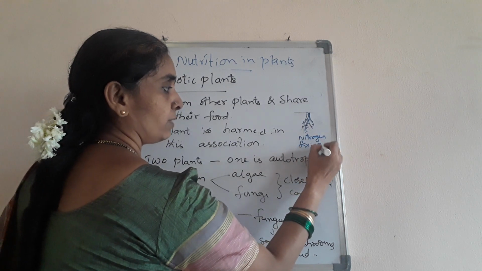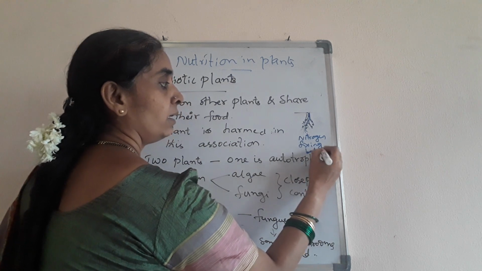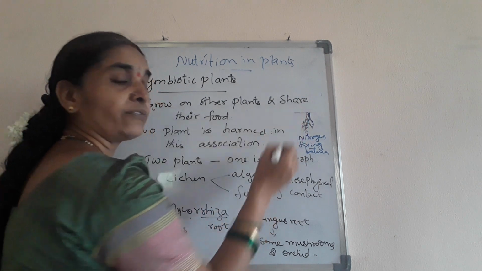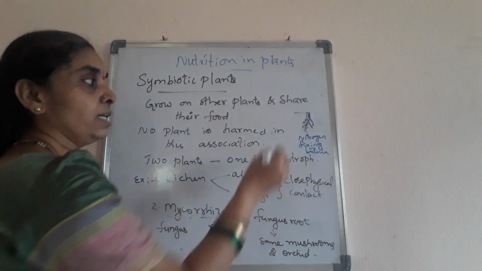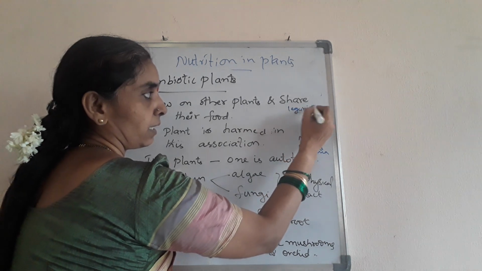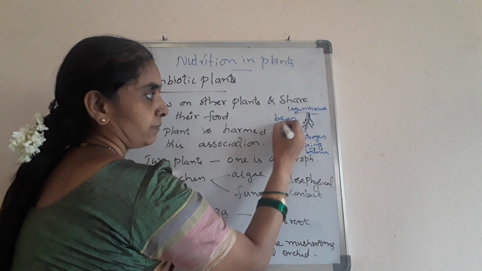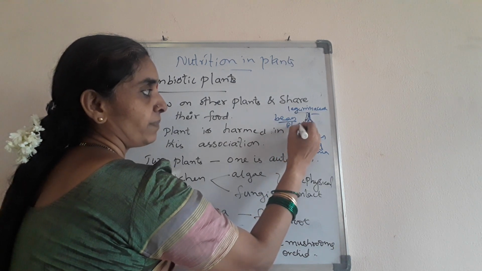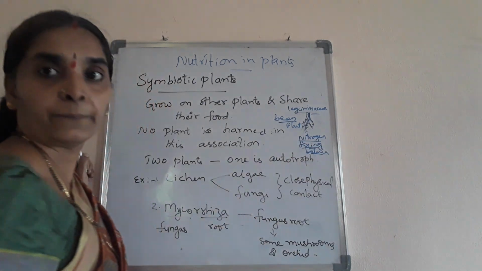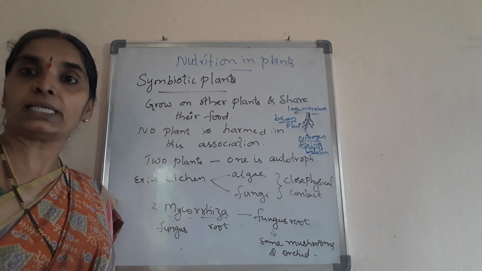These plants lack nitrogen, so they take the nitrogen from the bacteria in these roots, and this bacteria take the shelter from the green plant. So we can say that leguminaceae plants, like bean plant, form the symbiotic relationship with the nitrogen fixing bacteria. Is it clear, children? So this is about the symbiotic relationship between the plants.